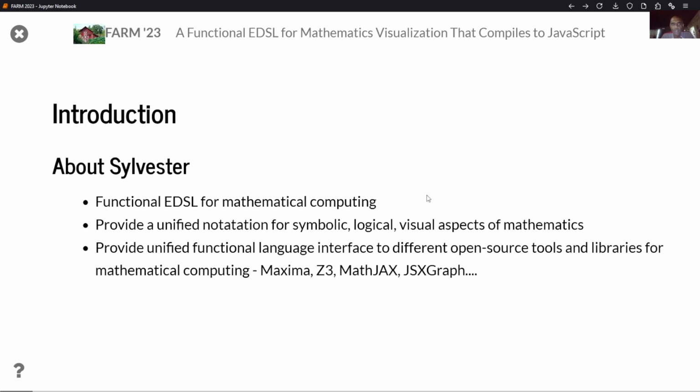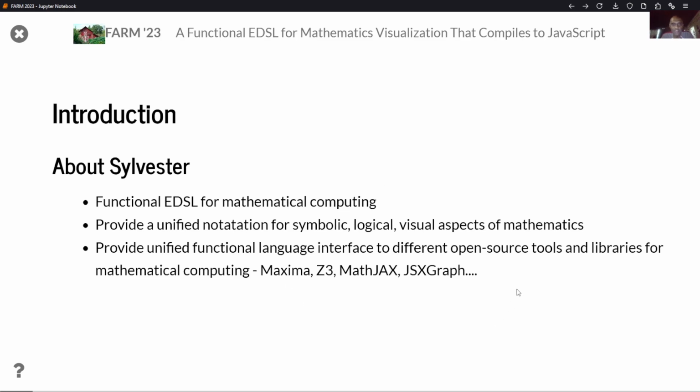So I'm going to talk about Sylvester. Sylvester is a functional EDSL for mathematical computing. It aims to provide a unified notation for symbolic, logical, and visual aspects of mathematics, and to provide a unified functional language interface to different open source tools and libraries. You've probably heard of these tools: Maxima, Z3, JSXGraph. So what does it mean to provide a unified notation, a unified functional language?